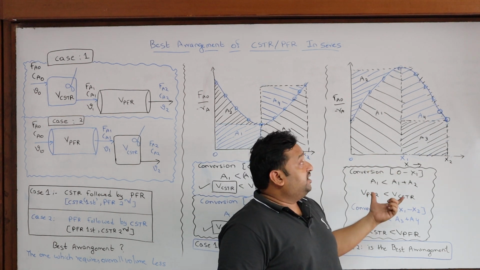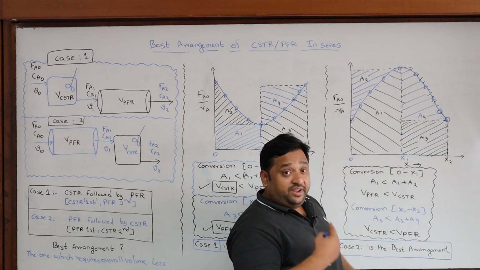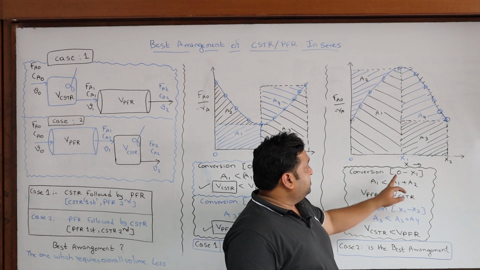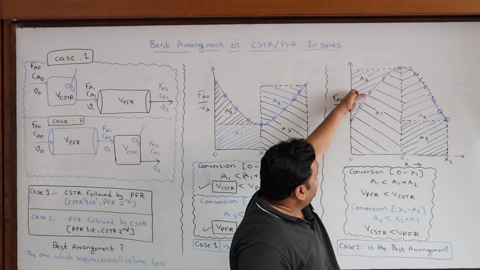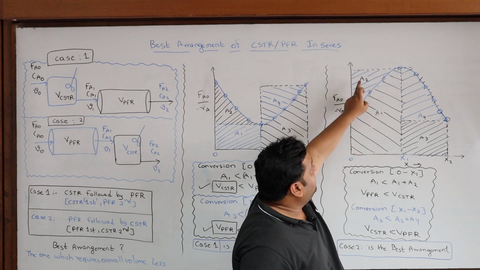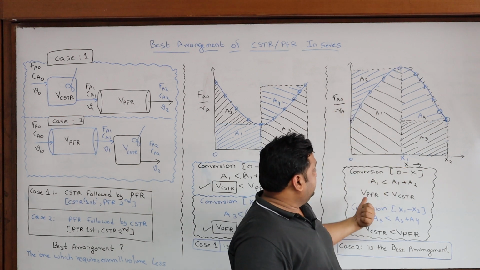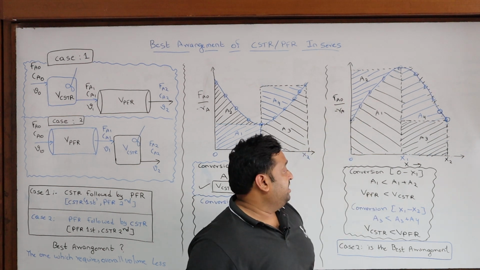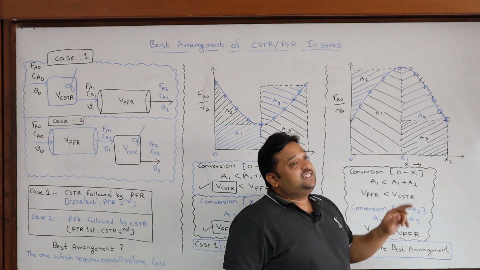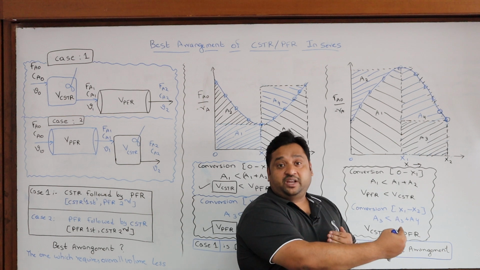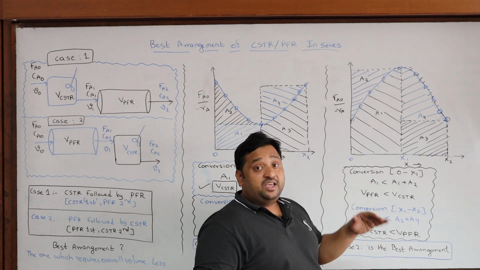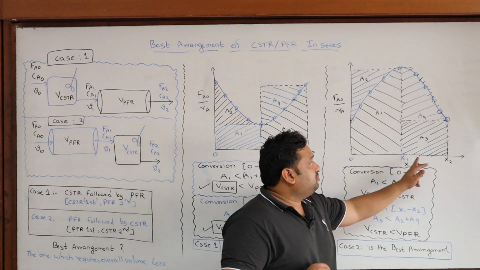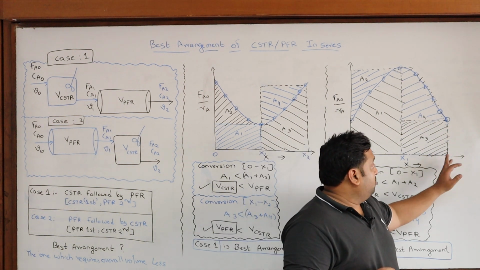Then let us define, between the conversion 0 to x1, which one gives the less volume? From conversion 0 to x1, area 1, that means the area under the curve, is less than A1 plus A2. That means area 1 is nothing but the area under the curve, that means it is a PFR. Area under the curve means PFR. PFR volume is less than the CSTR volume. That means up to conversion x1, if you keep PFR, you can get the product within a less volume reactor.